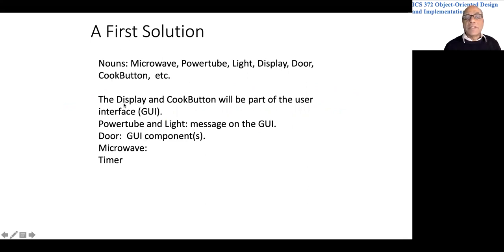The graphical user interface, as we have seen, should contain the cook button, and the door will be simulated by buttons. The status of the power tube and the light, and the time needed to complete cooking, are all shown through messages on the graphical user interface. And we need something to simulate the microwave, and we need a timer.